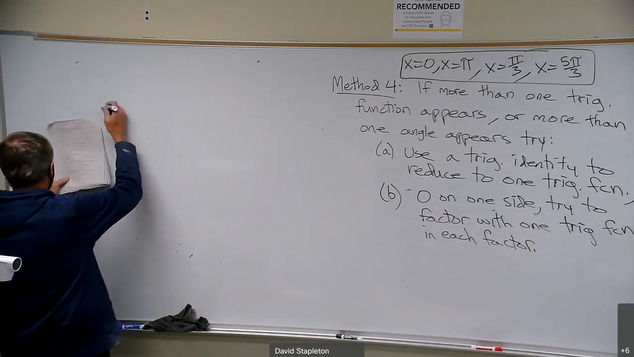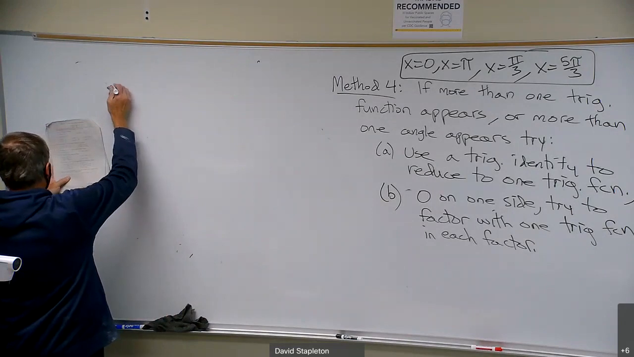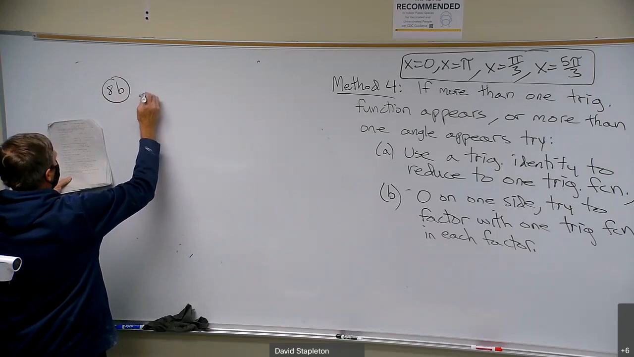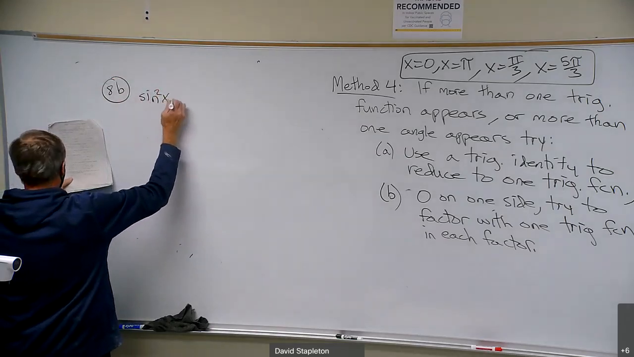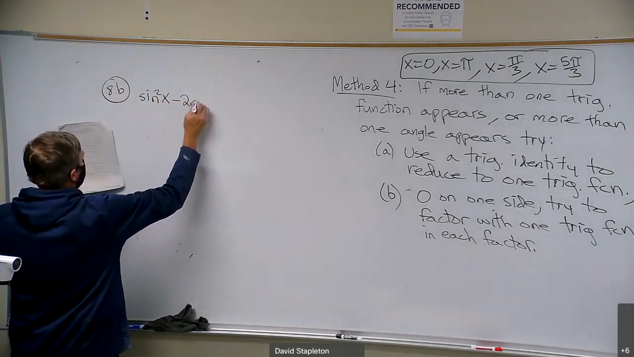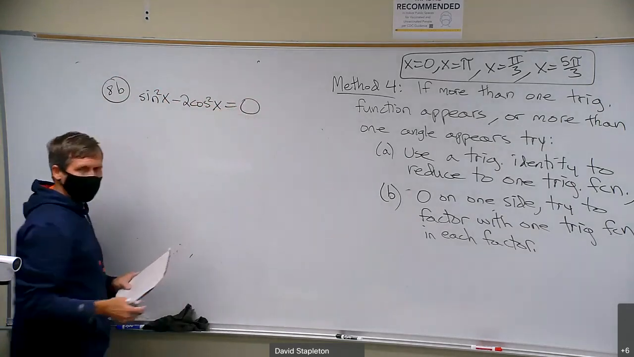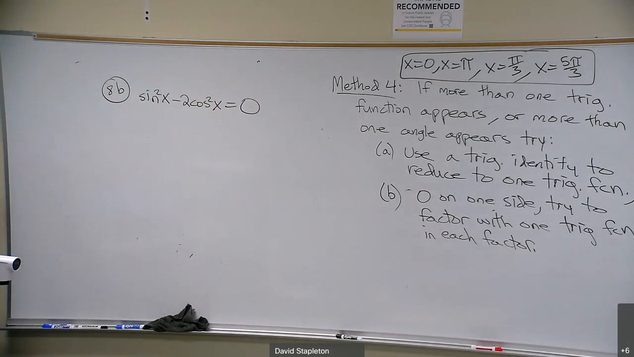I want to do this one here, one more here. 8b. Suppose I had sine squared x minus 2 cosine squared x equals 0. What method is that? 1, 2, 3, or 4? If I can try and figure it.